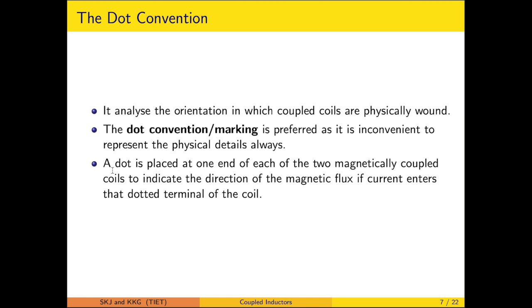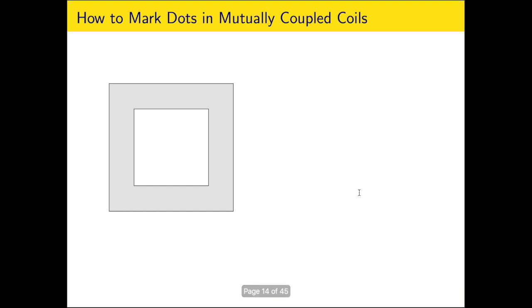So you can see a dot is placed at one end of each of the magnetically coupled coils to indicate the direction of the magnetic flux if the current enters the dotted terminals of the respective coils. Likewise. So let us take one example of how the dots are to be marked.